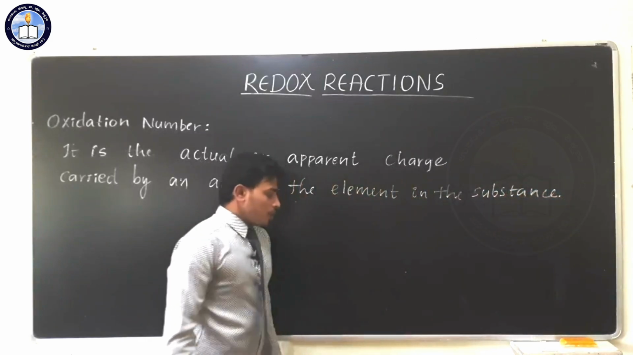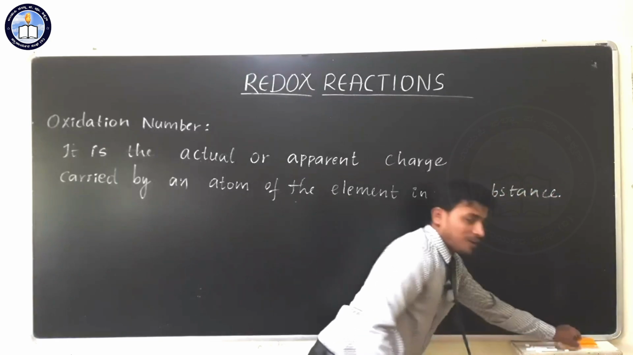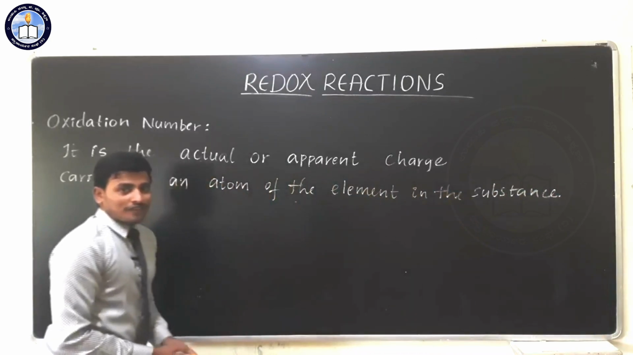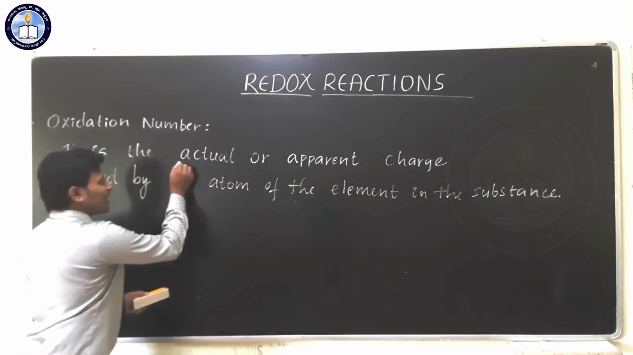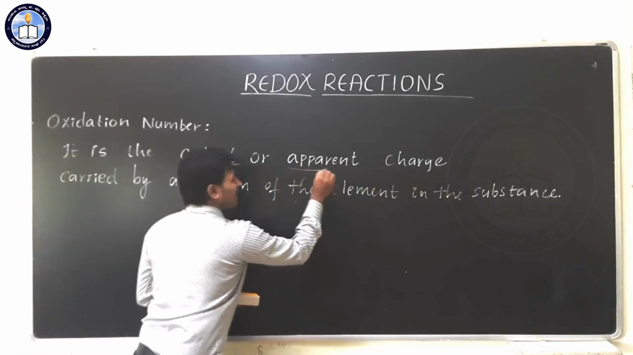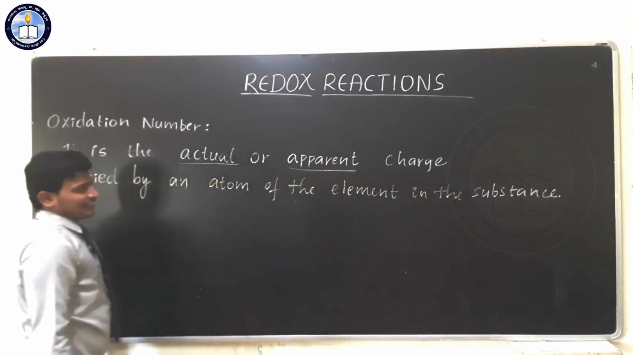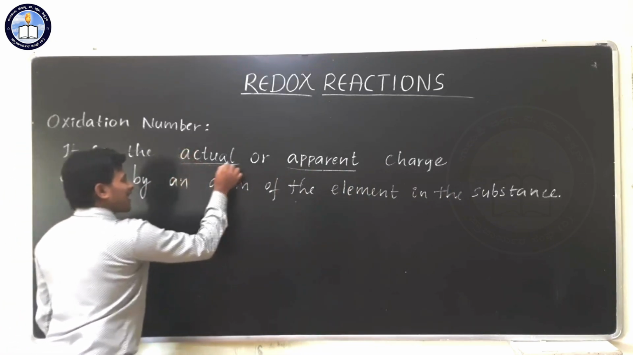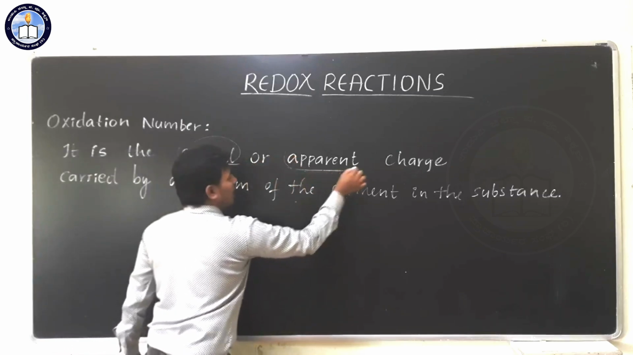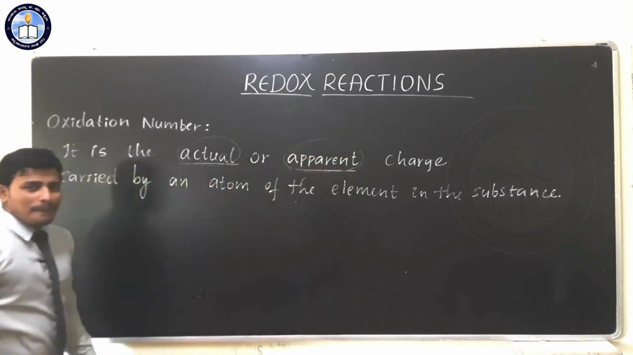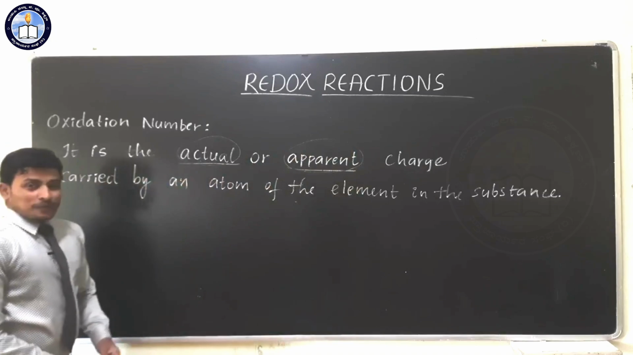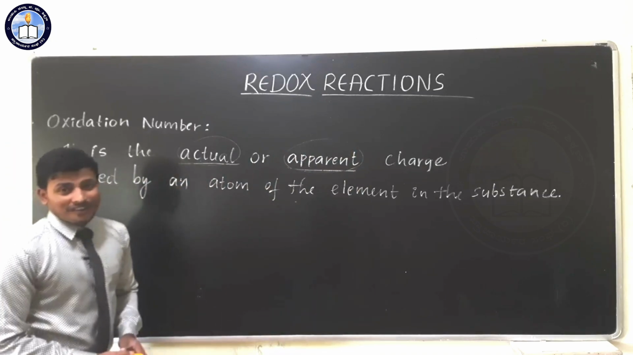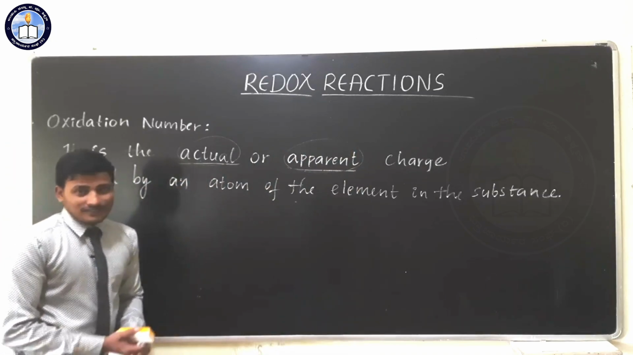Okay, so say this one. This particular definition consists of certain terms: actual and or apparent, right? So what is the meaning of this actual as well as apparent? In order to explain this one, I have to take certain examples.